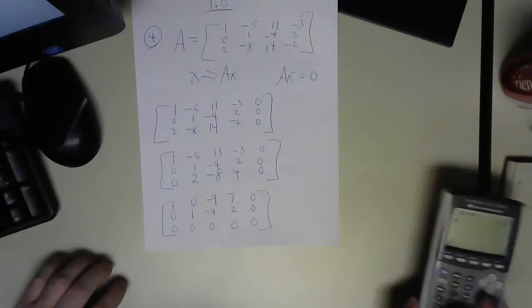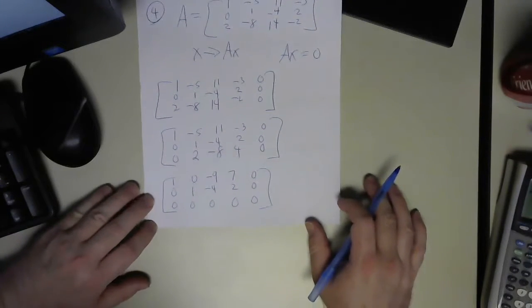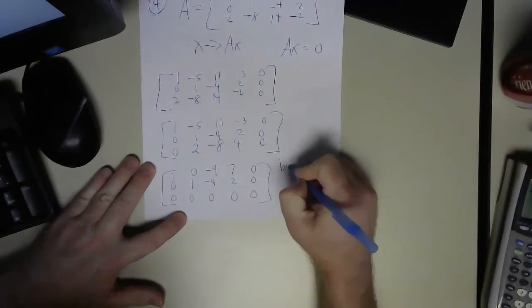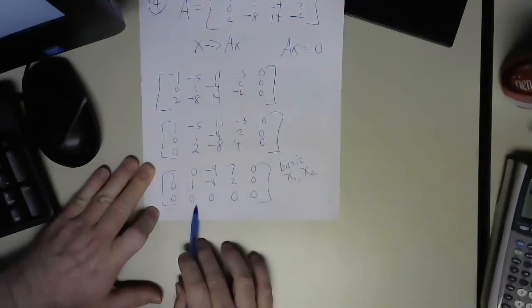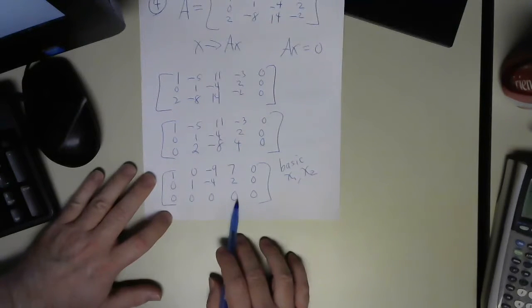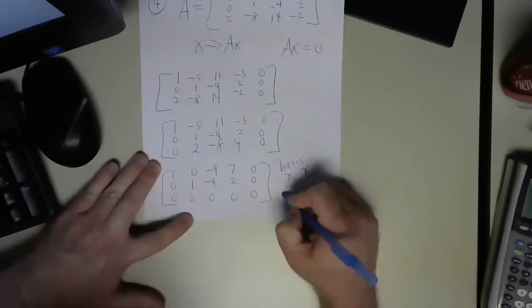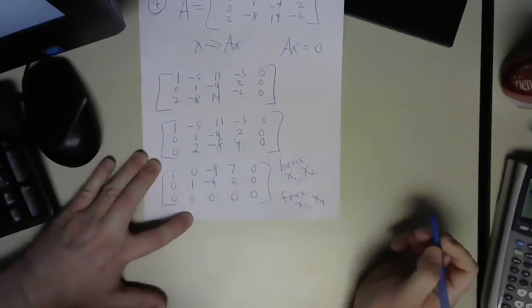Okay, so let's try to decide which variables are basic and which variables are free. It looks to me like the basic variables are x1 and x2, because those are the two pivot columns, the first and the second. And we have two free variables in this case. So the free variables are x3 and x4.